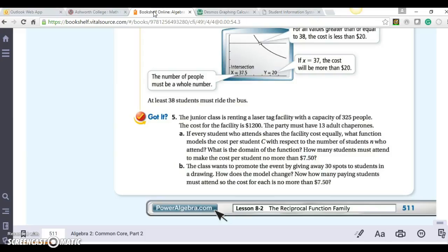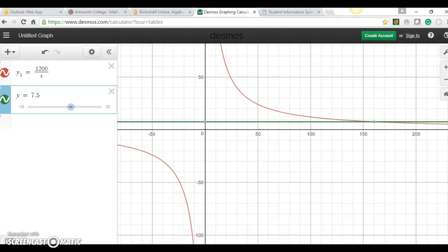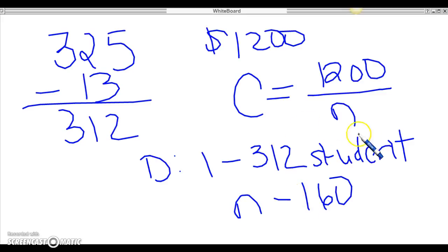It says the class wants to promote the event by giving away 30 spots to students in the drawing. How does the model change? Now how many paying students must attend so the cost for each is no more than $7.50? So if I'm going to give away 30 spots, I know that this n that I have, I need to change that. So it's not going to be just my n. I need to subtract 30 from that.